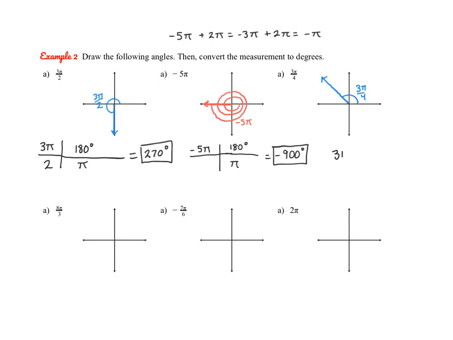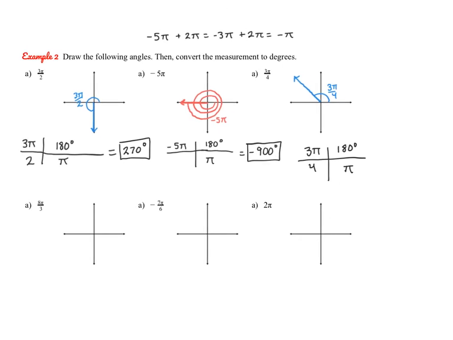So we have 3 pi over 4 radians. Put radians on the bottom so they cancel out, 180 degrees on the top. And if we multiply and simplify, this gives us 135 degrees.